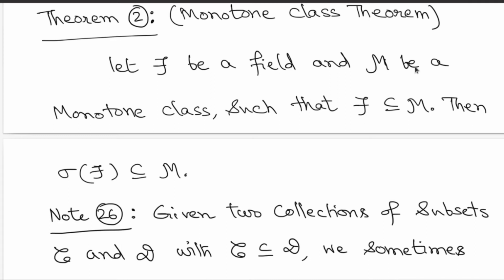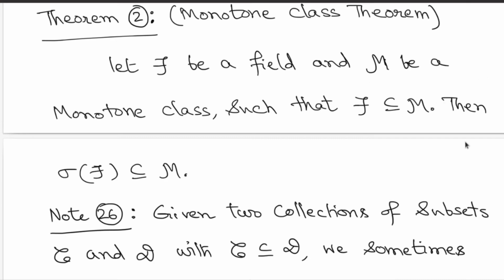So on a monotone class I have countable increasing unions and countable decreasing intersections, with the property that the original collection of sets script F, that is a field, all those sets are already included in the collection script M. So that's what this inclusion means, as we have discussed earlier.